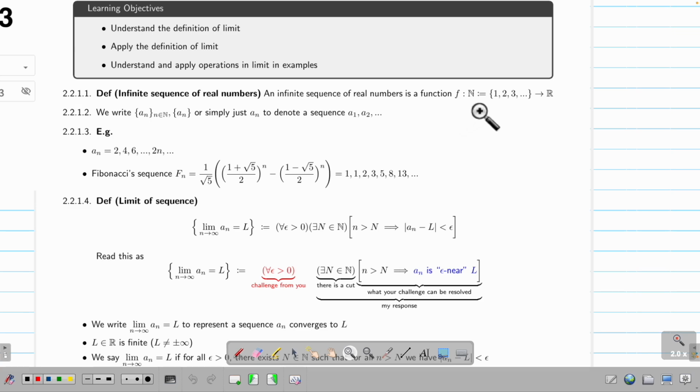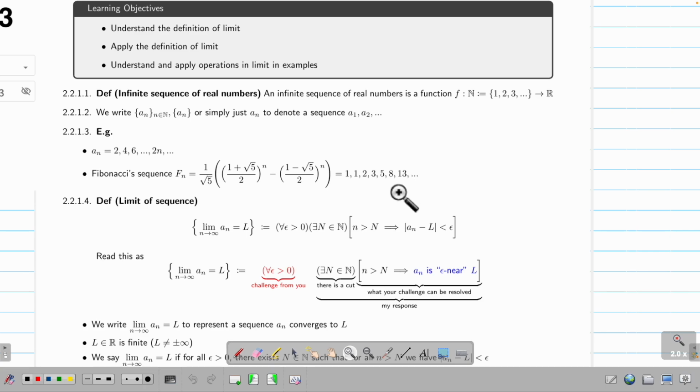Done. And now we are going to focus on the domain being the natural numbers 1, 2, 3, 4, 5 and so on. And this is what? We call it a sequence. We write a_n. So basically a_1, a_2, a_3, a_4. So for example, this is a sequence. And the Fibonacci sequence 1, 1, 2, 3 and so on is also a sequence.